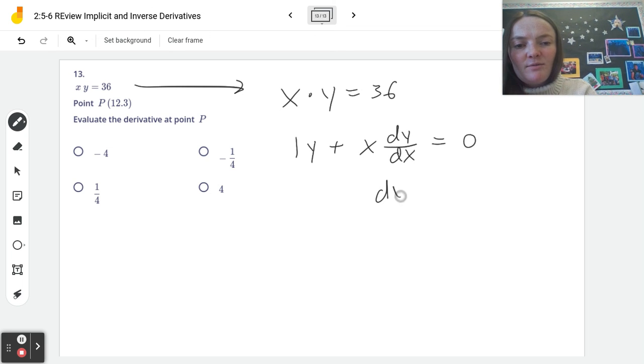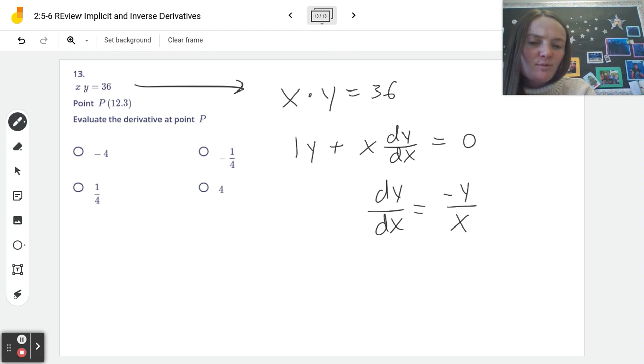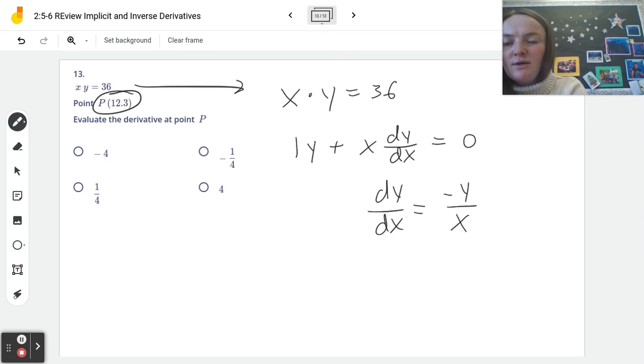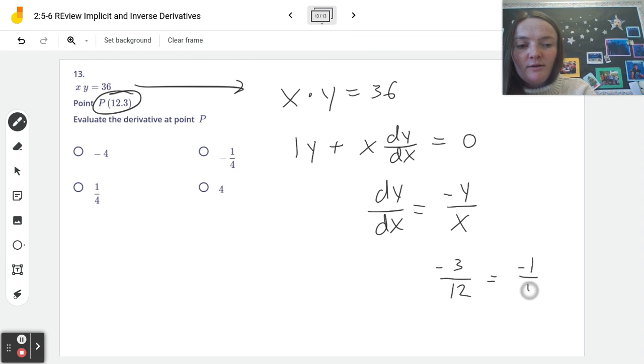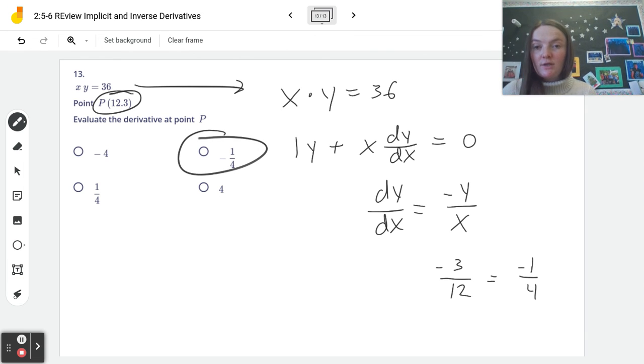So what we're going to get if we solve for dy dx is that dy dx is equal to negative y over x, which we've kind of seen this before. All they want to do is say what happens at point 12, comma 3. And it looks like a point, honestly, but I think it's a comma. So what we're going to get here, we're just going to plug in 12 for x, and we're going to plug in 3 for y. And so what we're going to get is negative 1/4. And so negative 1/4 is the answer here.